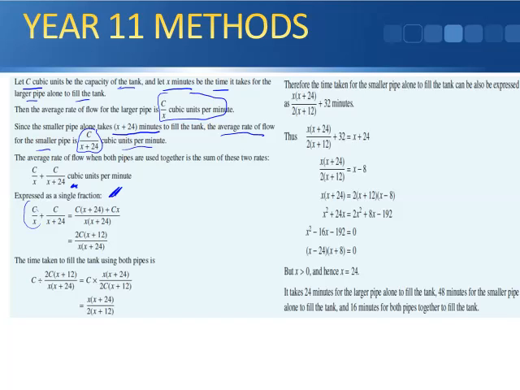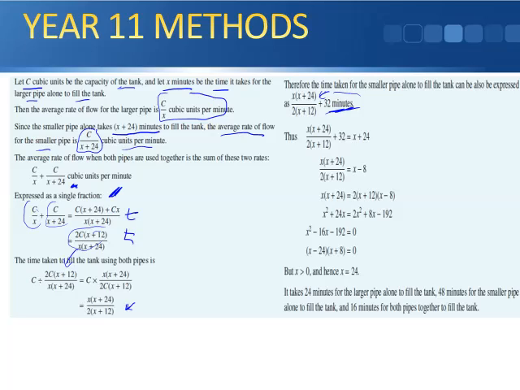We express this as a single fraction as we did before. So times this one by x plus 24, this one by x. We get that, and it simplifies down to this. Then the time taken to fill the tank using both pipes, well, we've got C divided by that, and when we work that out, we get that one there. Therefore, the time taken for the smaller pipe alone to fill the tank can be expressed as that same thing, plus another 32 minutes, because it takes 32 minutes longer.